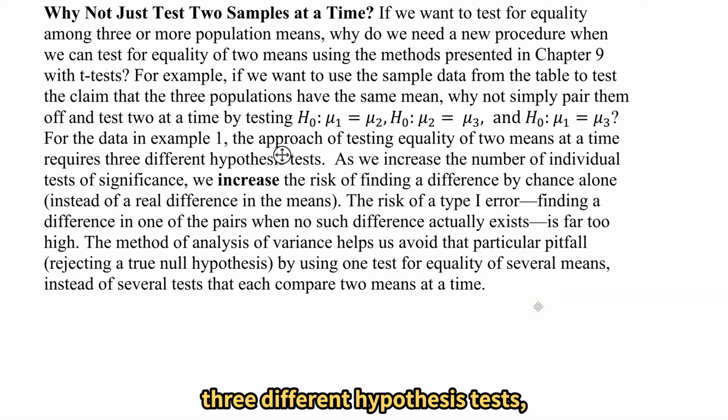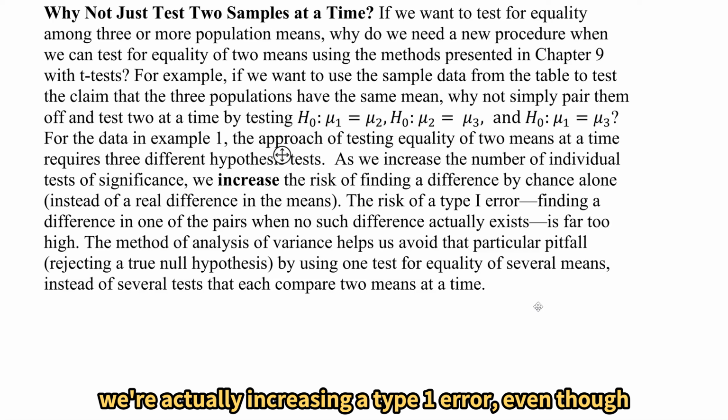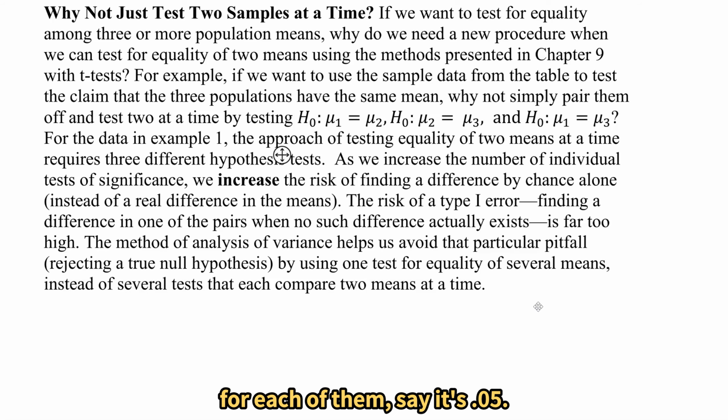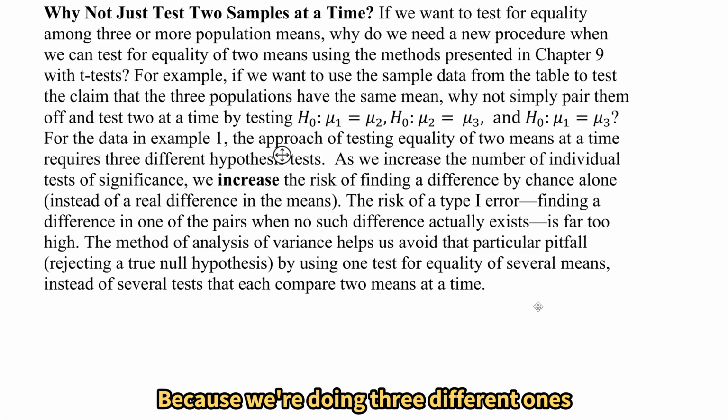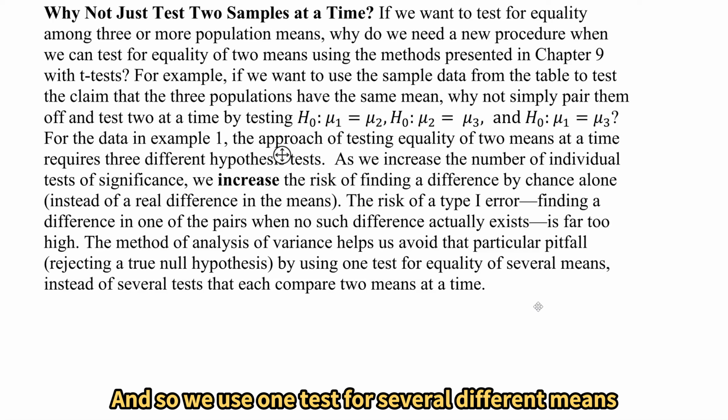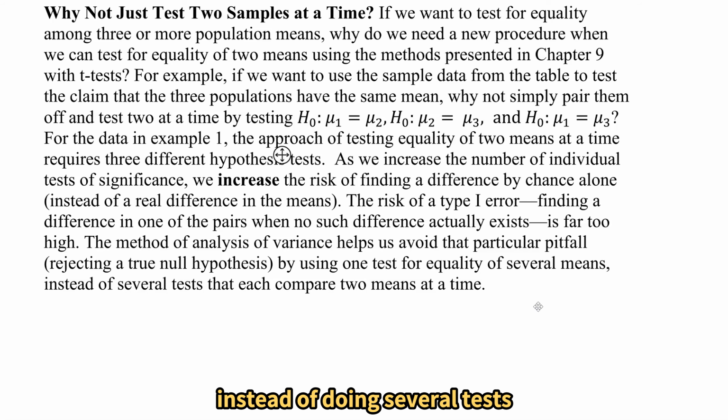And as we do 3 different hypothesis tests, we're actually increasing a type 1 error, even though our significance level of 0.05 might be the same for each of them. Say it's 0.05. Because we're doing 3 different ones though, the type 1 error compounds. And so we use one test for several different means instead of doing several tests with pairwise comparisons. In the next part of our lesson, we'll look at 2 more examples where we would use ANOVA to see if we have equal means.